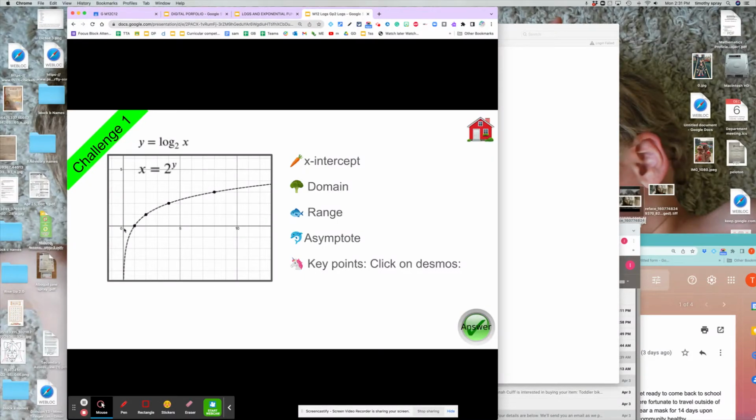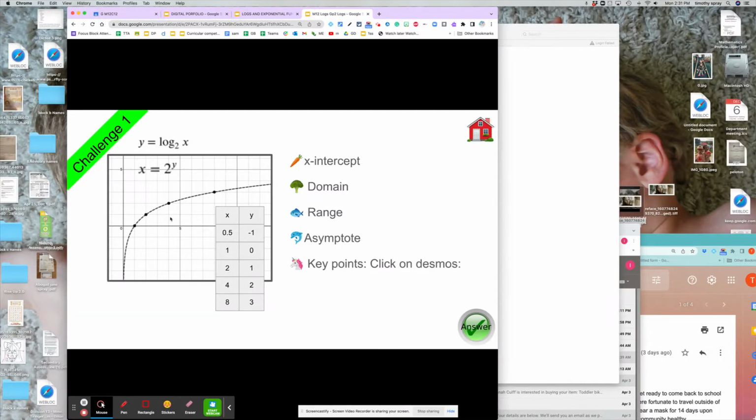So basically when y is 0, x would be 1. When y is 1, x would be 2. When y is 2, x would be 4. So that's what we're going to see here. And when we go the other way, when y is negative 1, we're at a half. So this is what the exponential graph looks like.